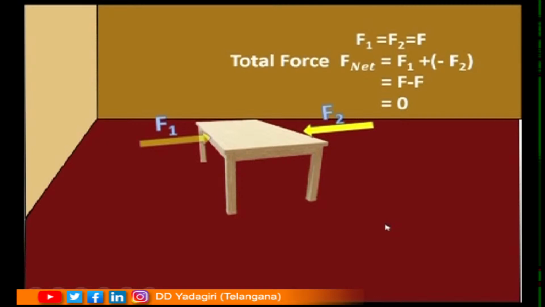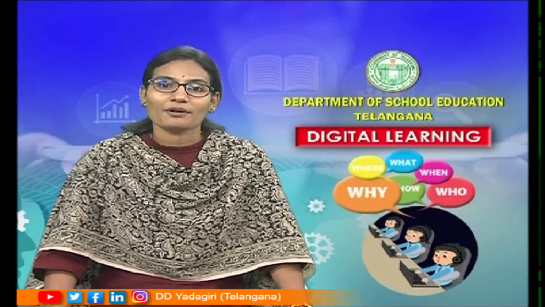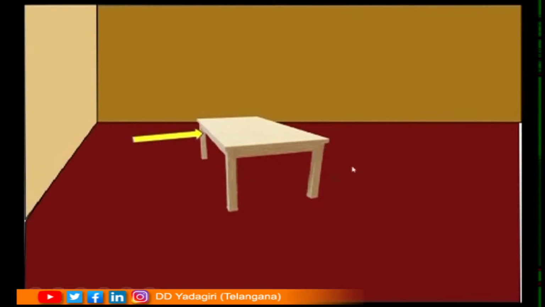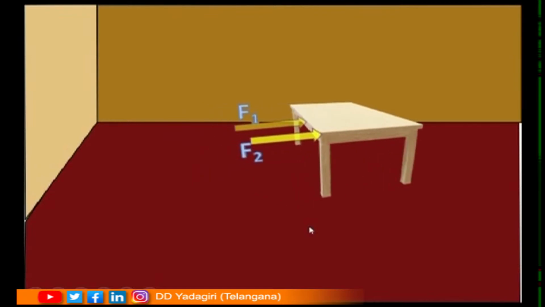Let's then ask your friend to apply the force from your direction. So observe this picture. You are applying the force in this direction and your friend is also applying the equal force from your direction only. See, children, now the table is moving.